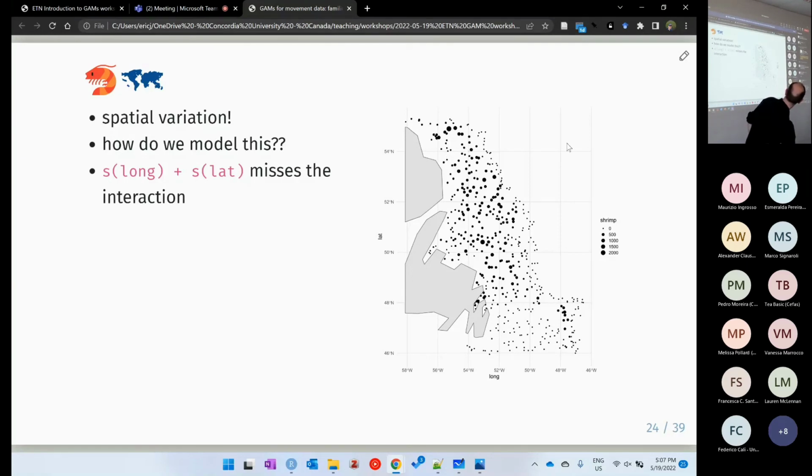So you look at, say, the coast of Newfoundland here. We can see that shrimp have high density in this mid-shore range and have low density in this region. There's no single one-dimensional smoother we could fit that would capture this. We need to explicitly model this variation in biomass with both.